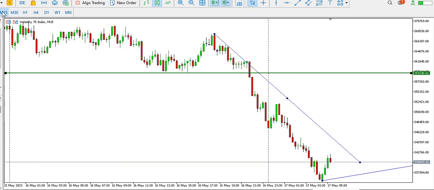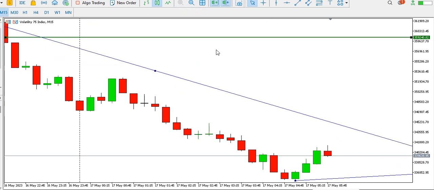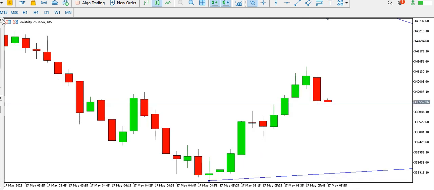Looking at the 15 minutes time frame, just been bearish. Sellers are stepping in. Look at this upward movement, this small upward movement, and sellers are already back into the market trying to push price down. So you might want to consider selling V75 index.